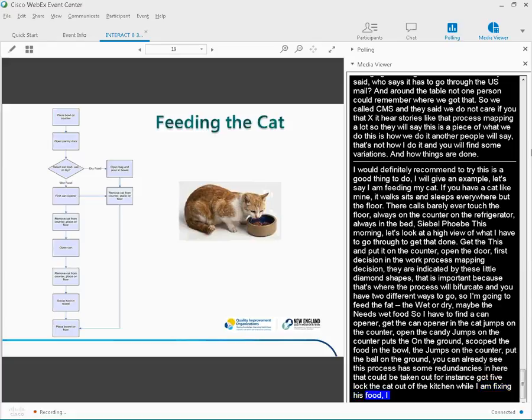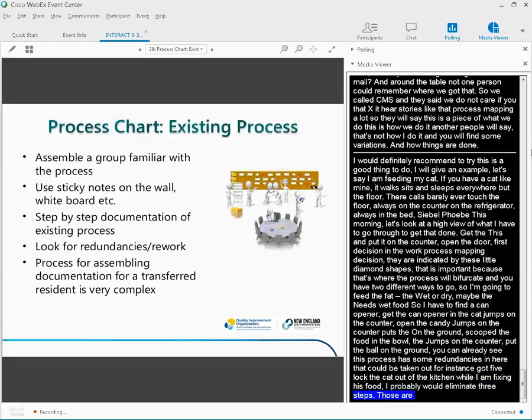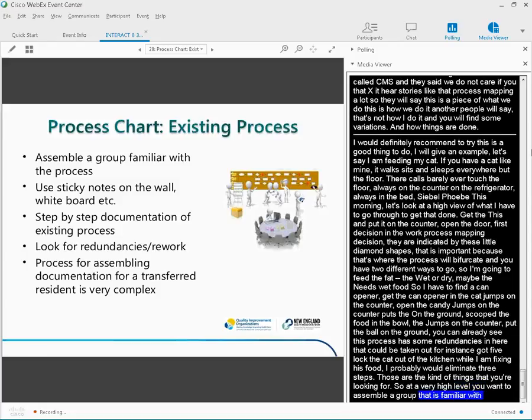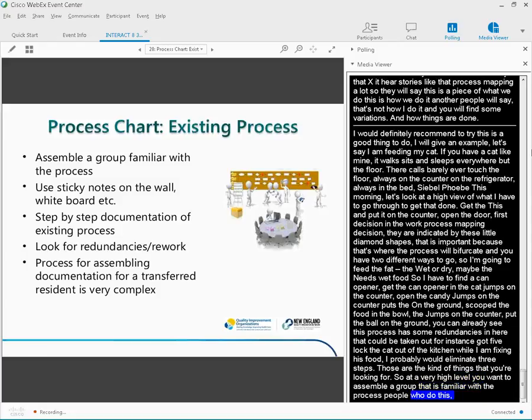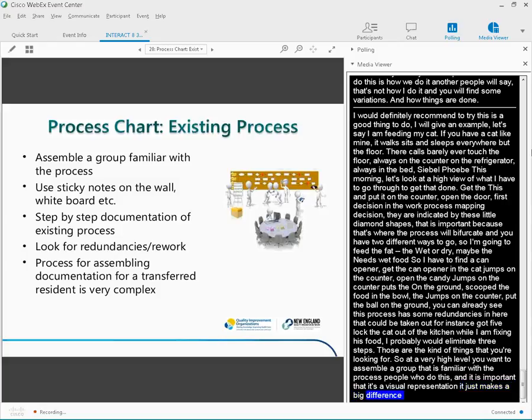Those are the kind of things that you're looking for. So at a very high level, you want to assemble a group that's familiar with the process, people who actually do this. And again, it's important that it's a visual representation. It just makes a big difference in how we call it degrading a process, but what we're really talking about is getting the detail, fleshing the detail of a process out.